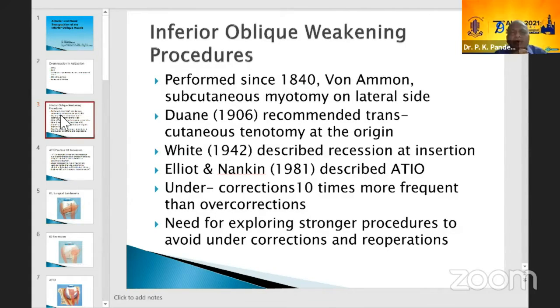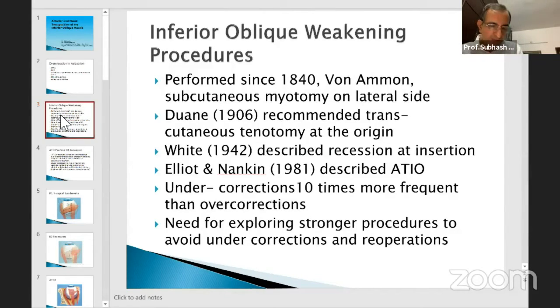Then Elliott and Nankin in 1981 described ATIO, and the NTIO was described in 2001. So, with a gap of about 20 years, every 20 years there has been some change in thinking about the inferior oblique. There was quietude for the initial 100 years, from say 1840 to 1940 when White described the recession. But after that, every 20 years some change has occurred. And the last major thing was in 2001 when Stager described NTIO.